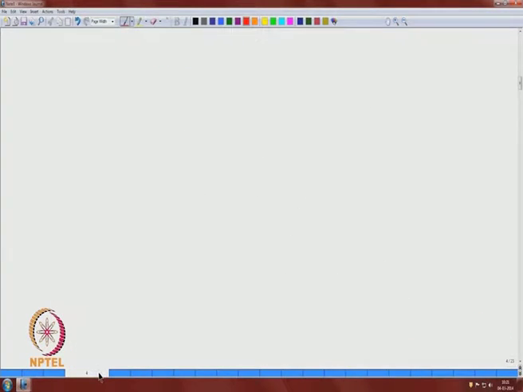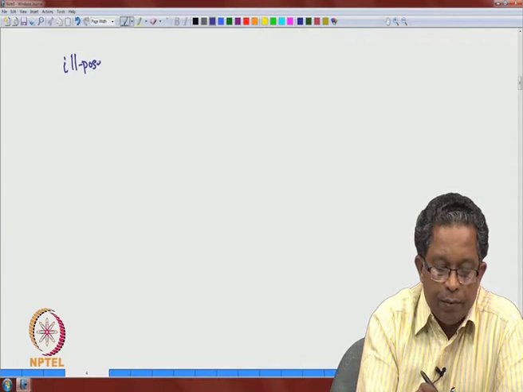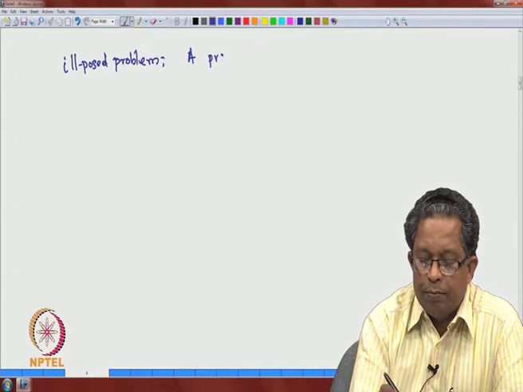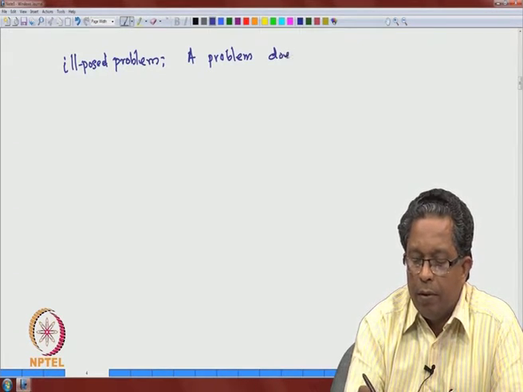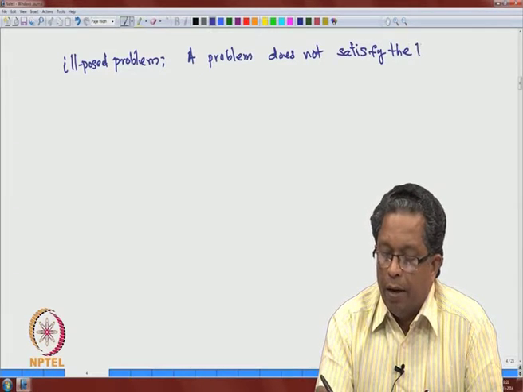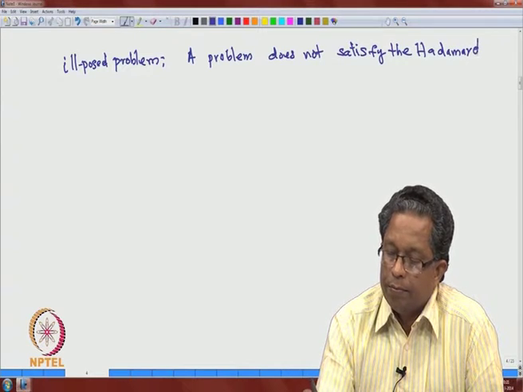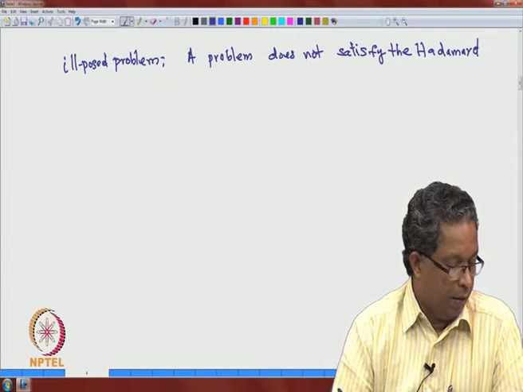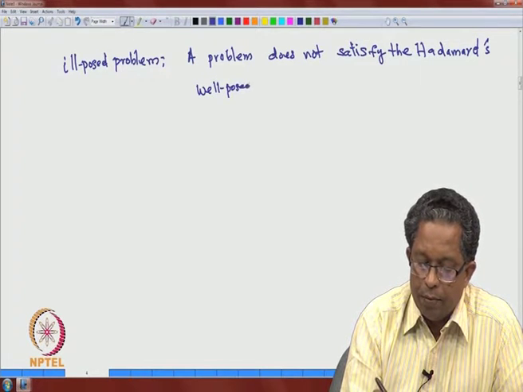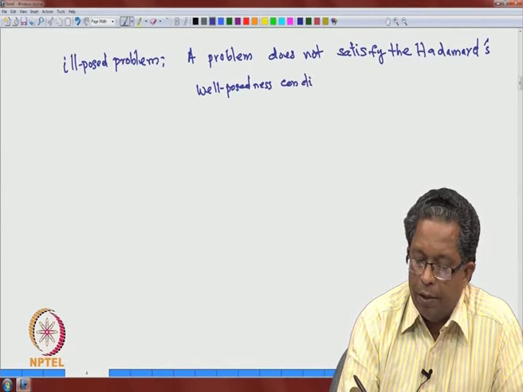So any model which does not satisfy these three properties is known as an ill-posed problem. A problem that does not satisfy the Hadamard well-posedness conditions.